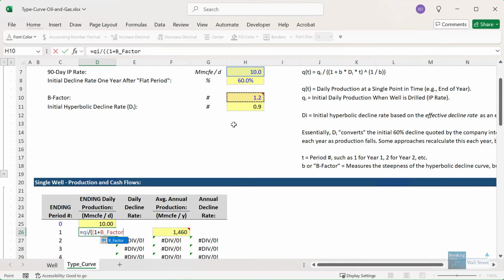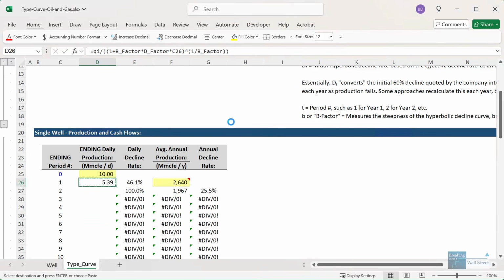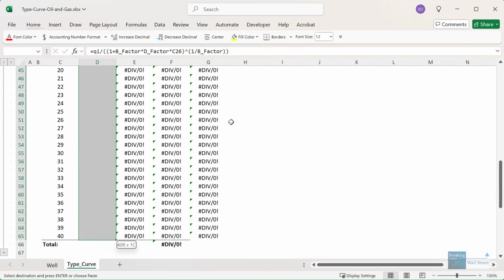We'll multiply by something called the D factor, which is essentially a natural log-based function that converts this into more of a continual decline rate. I'm simplifying this quite a lot, but that's the basic idea here. We multiply by the period number, and then we raise all of this to the power of 1 divided by the B factor right here. And I forgot a parentheses, but Excel fixed it. So let's copy and paste this formula all the way down so I can show you what this looks like.